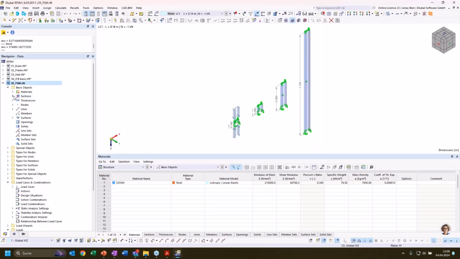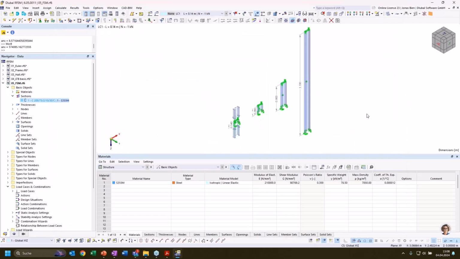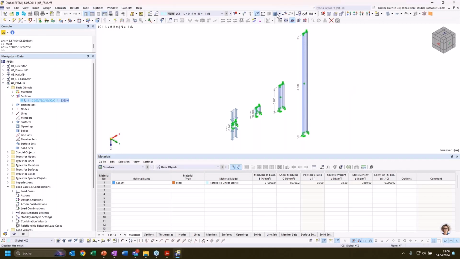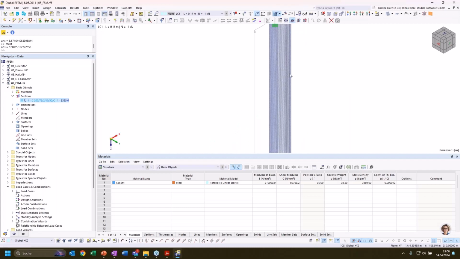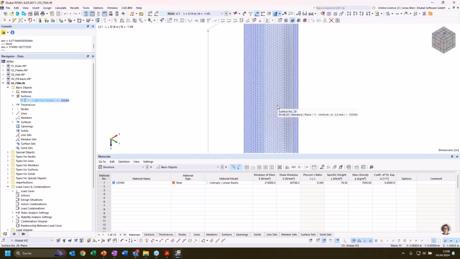So here I have prepared a fifth model where I have a parametric C section with a height of 200 millimeters, width of 75, and a wall thickness of 2 millimeters. That would be a perfect example for a thin-walled, cold-formed section. And as I just showed you, I have transferred my beam model into a shell model. I have meshed it very finely in order to get all the relevant local buckling modes.